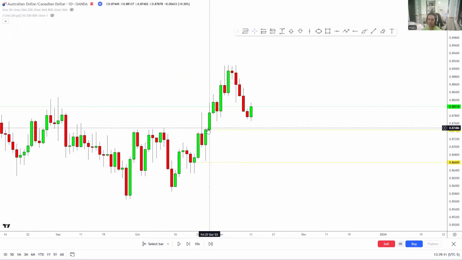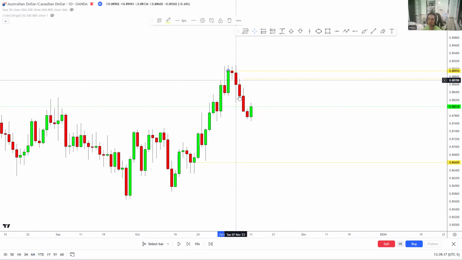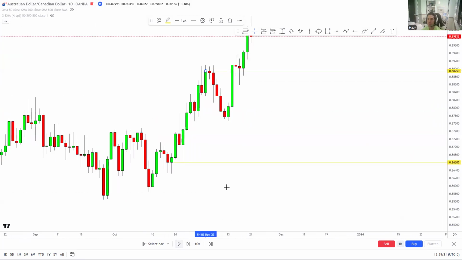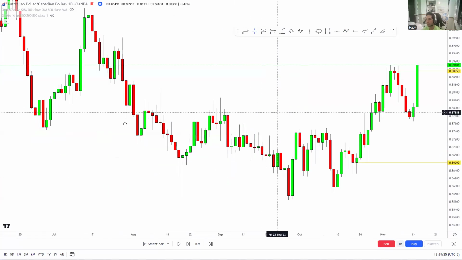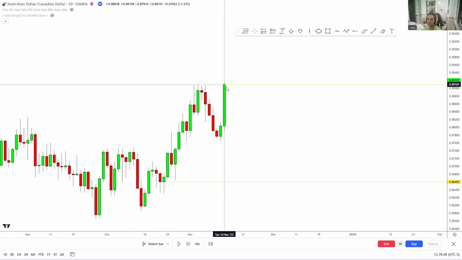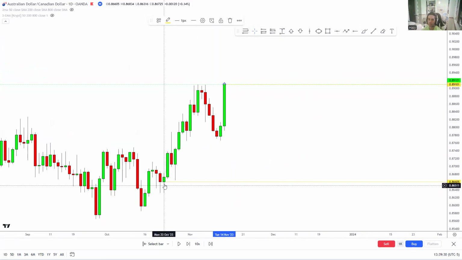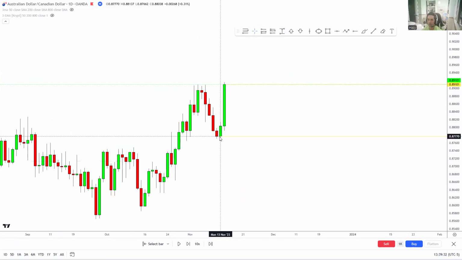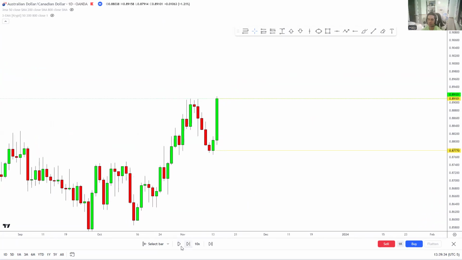Now in this case, I don't consider this a pullback. It's not a higher low. So now we're creating a potential higher low. And now with this candle, we create the higher high. And this would be the higher low. Now let's continue.